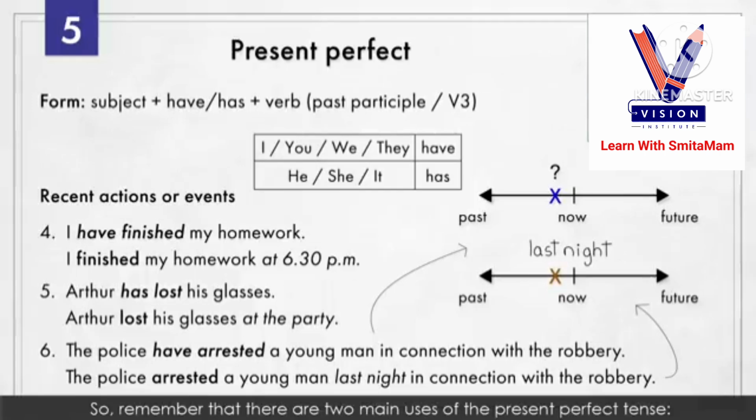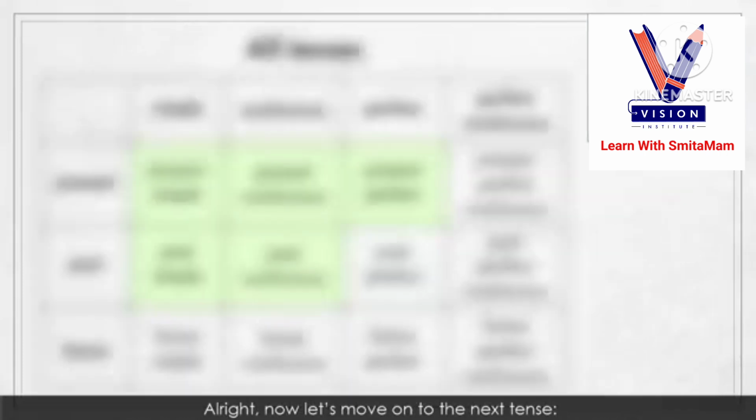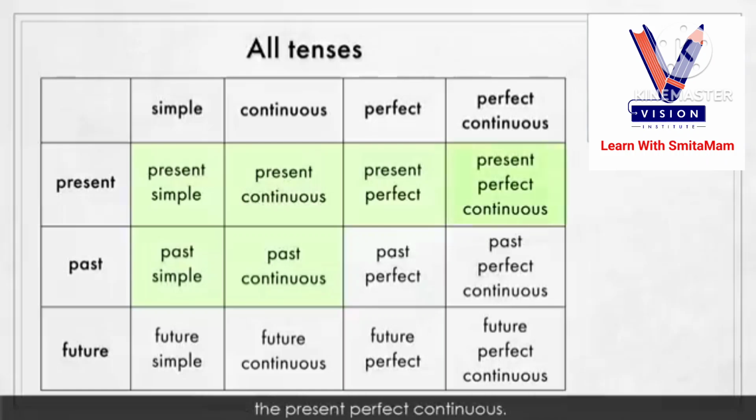So remember that there are 2 main uses of the present perfect tense: to talk about experiences and to talk about recent events. Alright, now let's move on to the next tense.